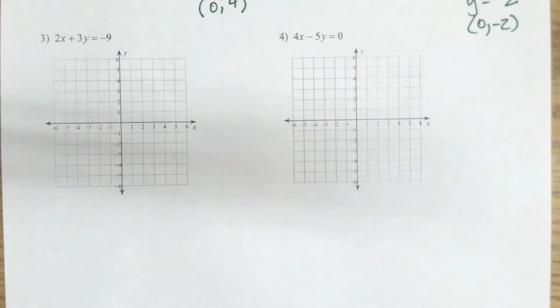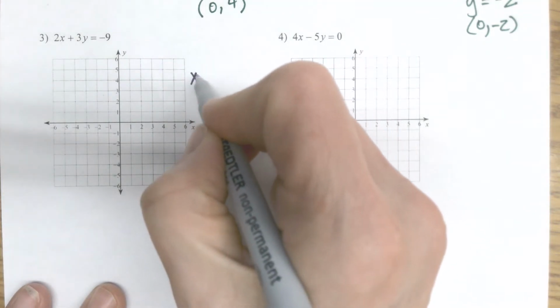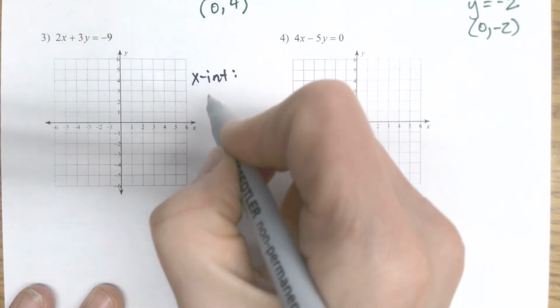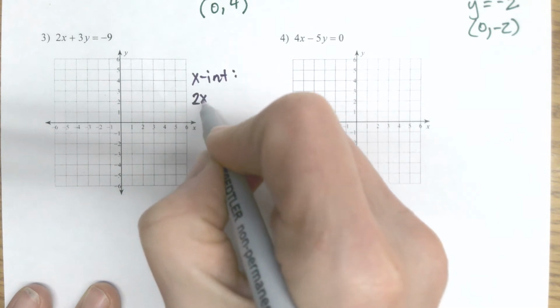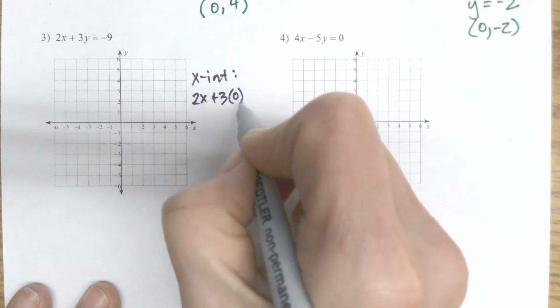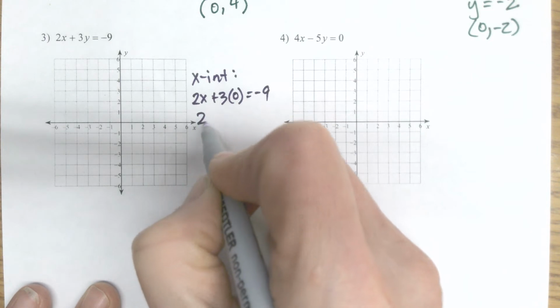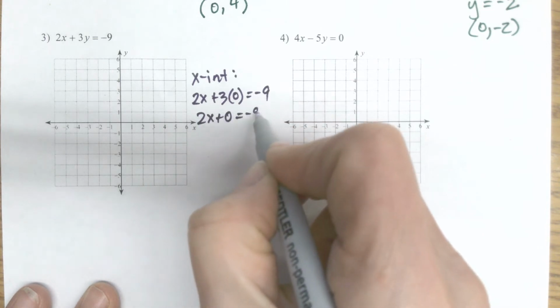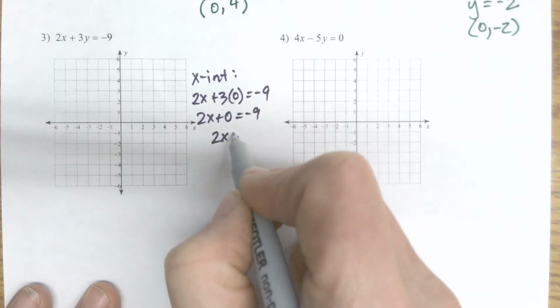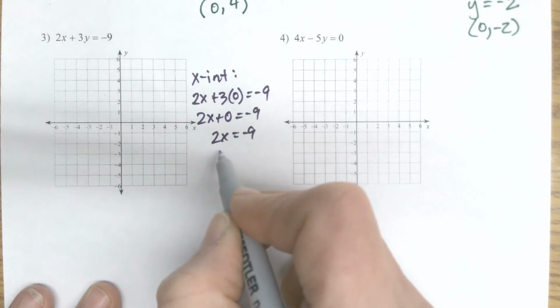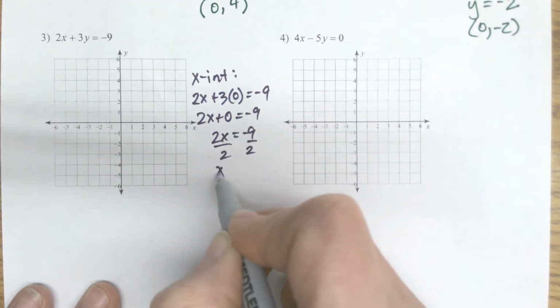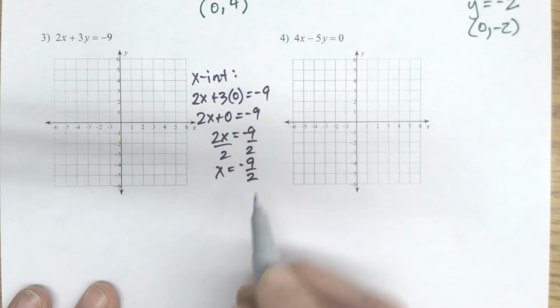But anyways, I'm going to start this the same way. My x-intercept is when I replace y with 0, so 2x plus 3 times 0 equals negative 9. So 2x plus 0 equals negative 9. 2x equals negative 9. This is what I was talking about. Divide by 2, divide by 2. X is negative 9 halves.